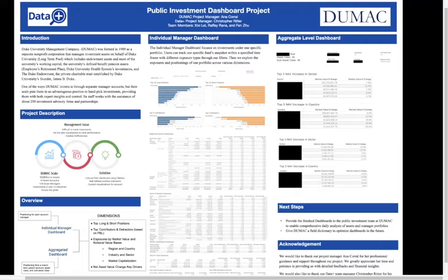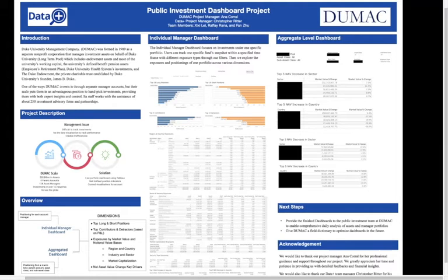One of the main ways that DUMAC invests is through separate manager accounts. Because of DUMAC's scale, simply because of the amount of assets they have at hand to invest, they are put in an advantageous position to handpick investments that they want to invest in. So this provides them with expert insight from these separate manager accounts, as well as control over what they're investing in. DUMAC staff works with the assistance of about 250 investment advisory firms and partnerships. Now I'll pass it to Rafe to go into more details about our project.